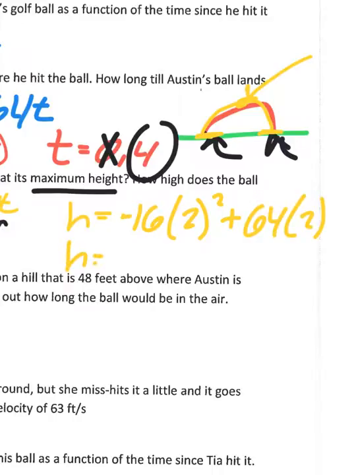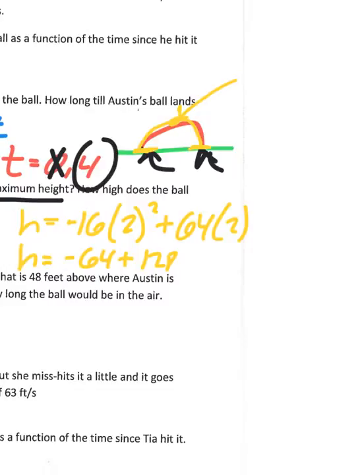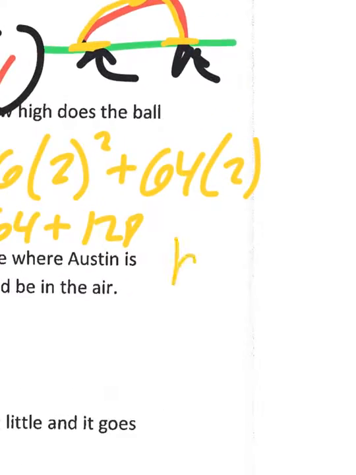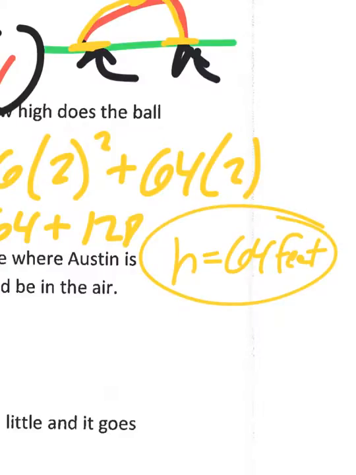I'm going to keep just evaluating here and using those numbers. So let's see, 2 squared gives me 4, and 4 times negative 16 just gives me negative 64. Plus 2 times 64 gives me 128. Negative 64 plus 128, I think, gives me 64. So h equals 64 feet. Must have been the max height of the ball.